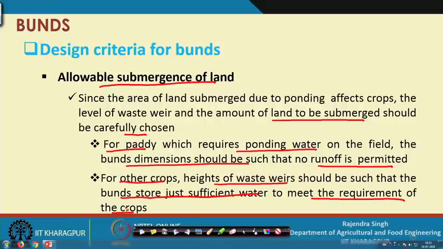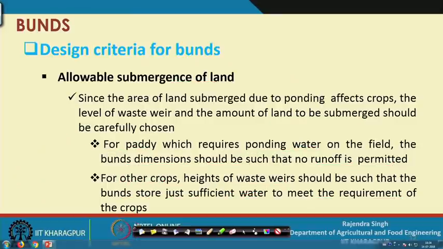So, what is done basically when we construct these bunds in the field? Here we will provide some kind of weir, over which if excess water is there, it overflows and goes to the neighboring one. So, obviously, the flow is allowed, but in a controlled fashion, just to see that not enough water is standing here to affect the crop production. So, that is how submergence is an important criterion while designing these bunds.